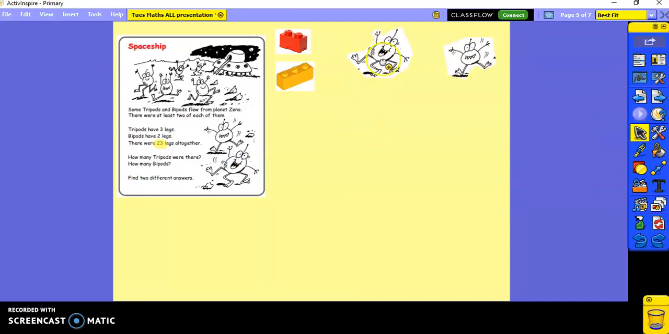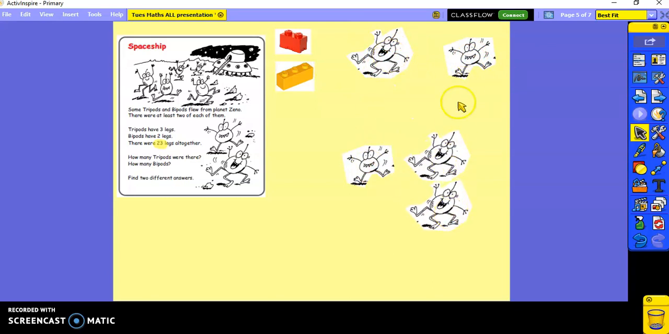So you might want to draw some pictures of some bipods and tripods. I've cut out the pictures here and you could draw them. Remember we need at least 2 of each one and then count up the legs. 1, 2, 3, 4, 5, 6, 7, 8, 9, 10. Oh, I've only got 10 so far. But I need to make 23. So I'd need to keep choosing some more until I get to 23.